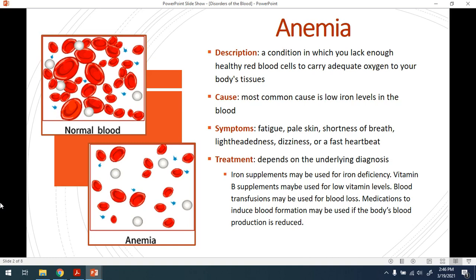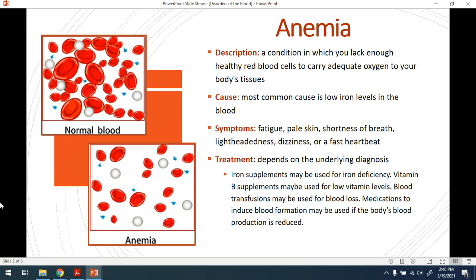The first disorder we're going to be looking at is anemia. Anemia is a condition in which you lack enough healthy red blood cells to carry adequate oxygen to your body tissues. The most common cause of this is low iron levels in the blood or low hemoglobin levels. Symptoms can include fatigue, pale skin, shortness of breath, feeling lightheaded, dizzy, or having a fast heartbeat.